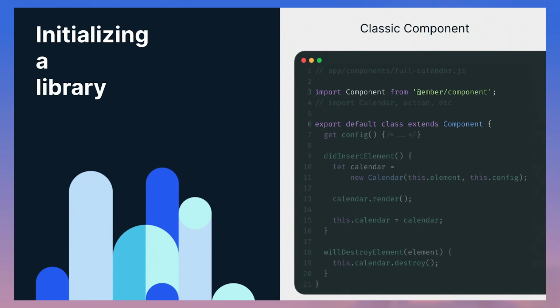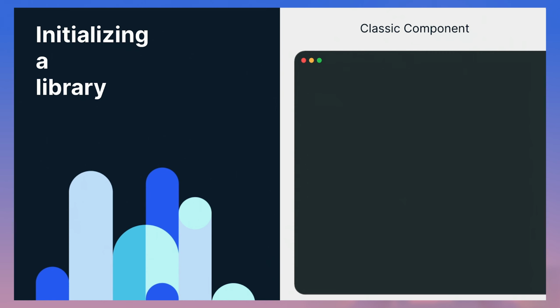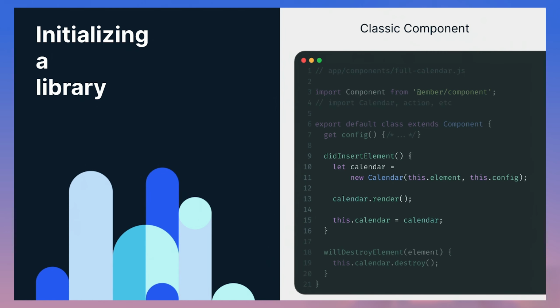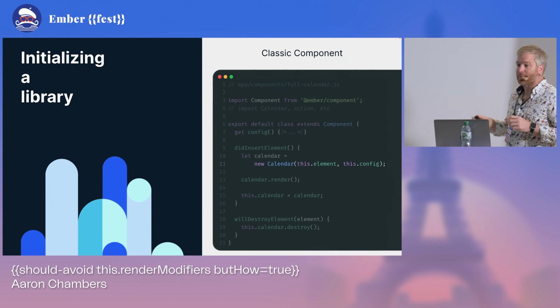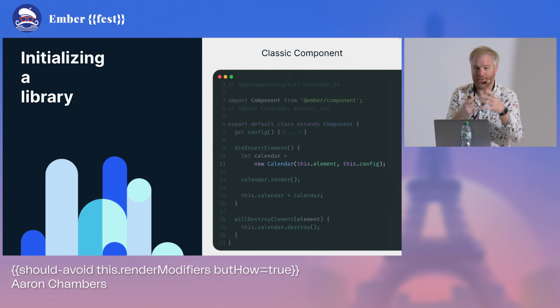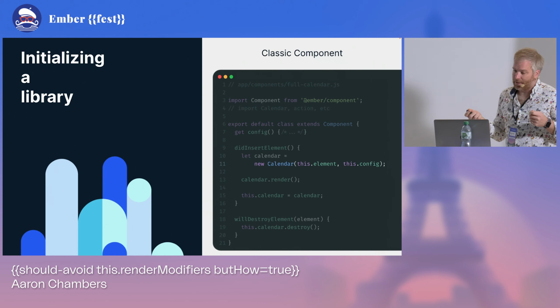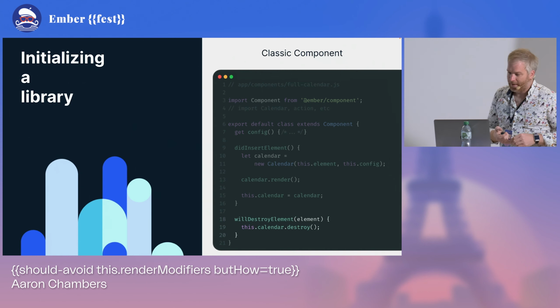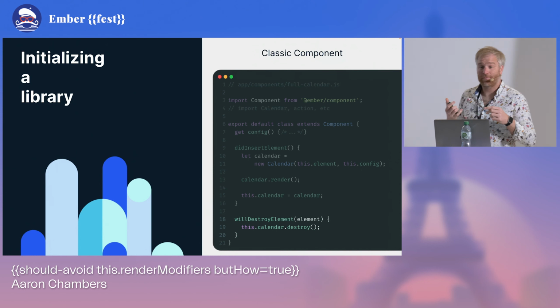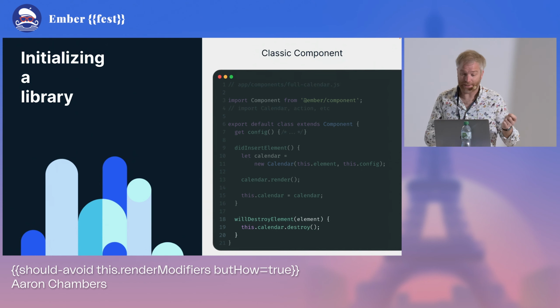So we have a component that extends Ember Component, so a classic component. Can you see the code okay? Cool, all right. We're implementing the didInsertElement hook, which will run when the component's inserted into the DOM, and we're initializing the calendar on line 11 there. Interestingly, note that we're passing in this.element, because classic components by default come with a DOM element that they're attached to, and you can reference it in classic components by this.element. This doesn't exist in Glimmer components. Foreshadowing. We've also implemented the willDestroyElement hook to tear down the calendar.